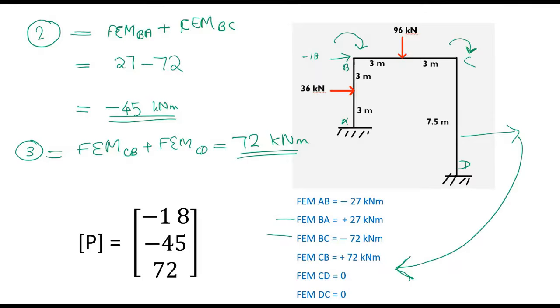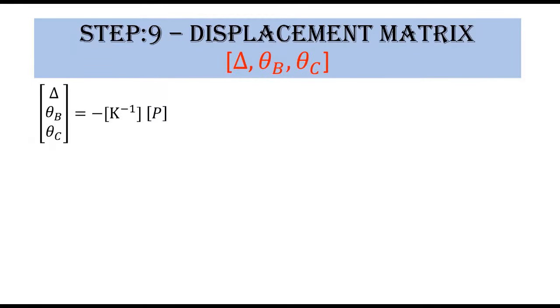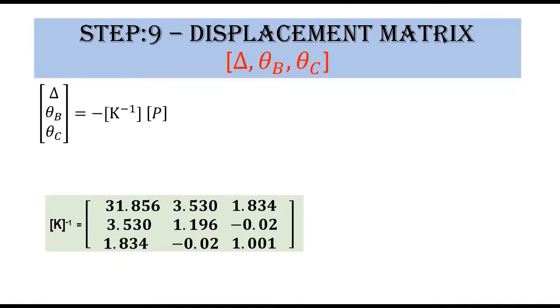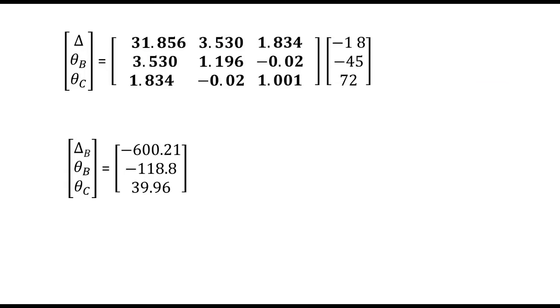So let us move to the second last step, step number 9, the displacement matrix. We have the equation minus K inverse P. We have K inverse and P, so we are just substituting these values. When you multiply K inverse and P, you will get the values minus 600.21, minus 118.8 and 39.96. These form the displacement matrix, that is the displacement occurring in this structure.